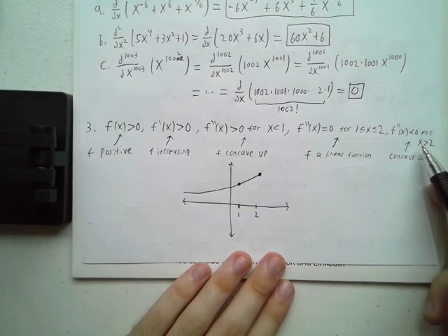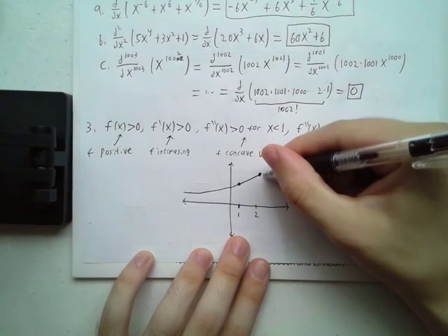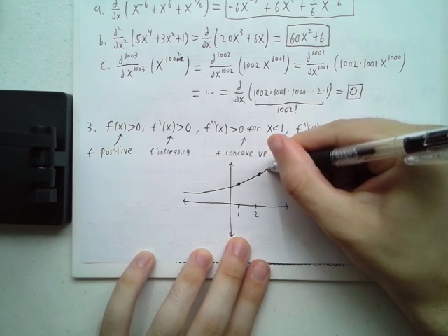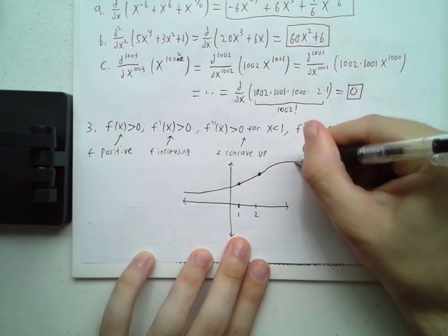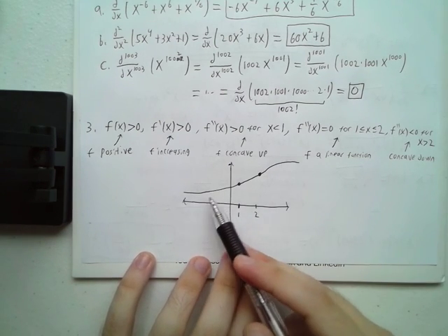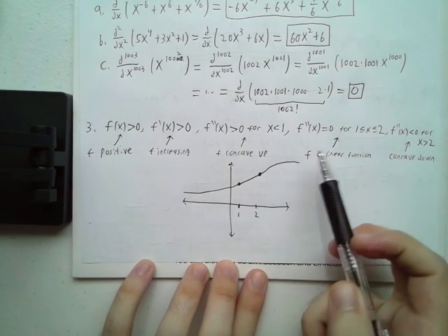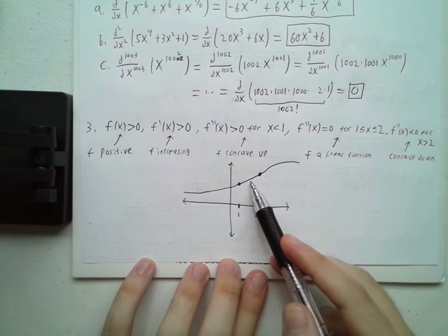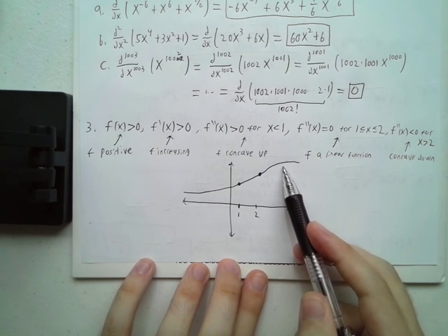And then from 2 onwards, it should be concave down. So again, we want to draw it continuing with the same slope, but then curving downwards like this. So we can see that this meets all the properties. It's always positive, always increasing. It's concave up here. It has 0 second derivative here, and it's concave down here.